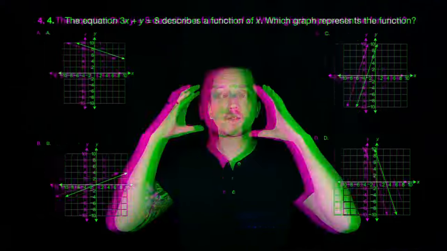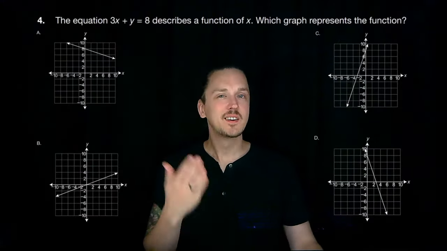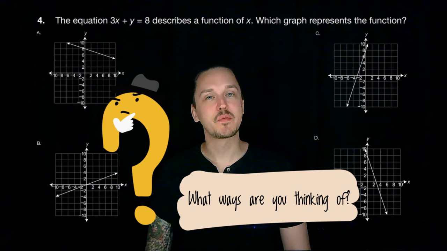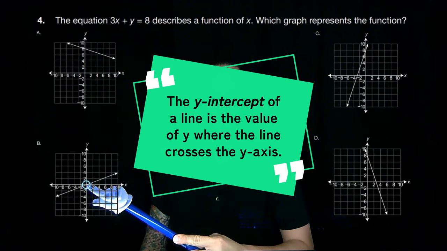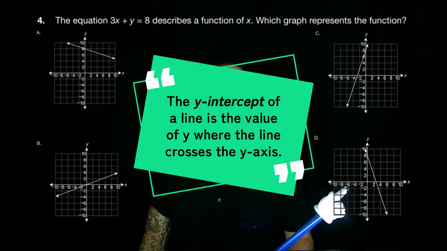There are so many ways that we could proceed. It could be quite overwhelming. What ways are you thinking of for today? What do you say we first start by making some observations? For each of them, let's first note the y-intercept. The y-intercept of a line is the value of y where the line crosses the y-axis.